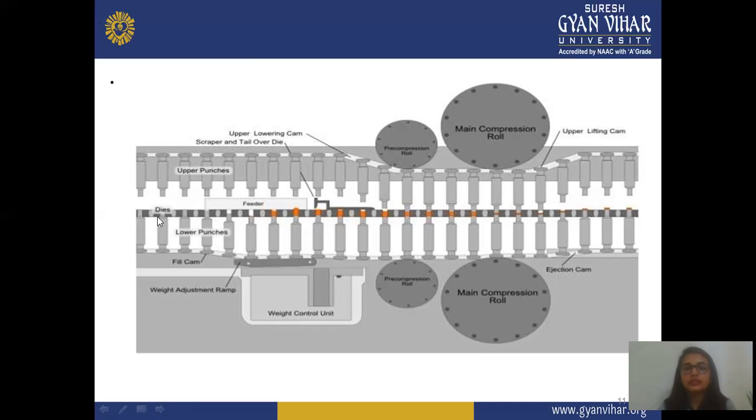And you can see this is the die, and this is a feeder. The feeding of the granules or all excipients is fitted in the particular part, and this is the main compression load, or this is the upper lifting cam, because it is the upper part where the die is present. And next is the main compression load. This is the below part, and ejection of the tablet, and the weight control unit, where weight control is checked, or you assure that this is a sufficient amount of weight, or if it's not a sufficient amount of weight, then you can adjust the weight of the tablet or particular granules.